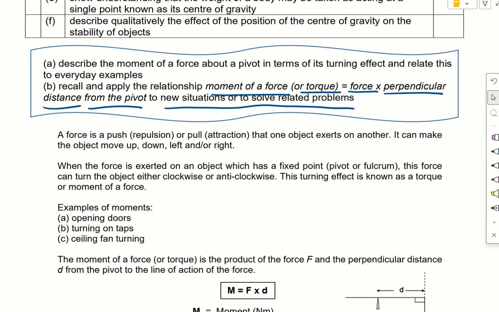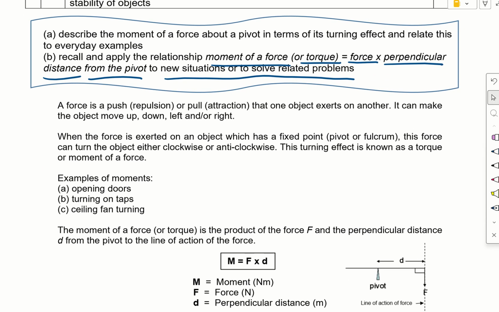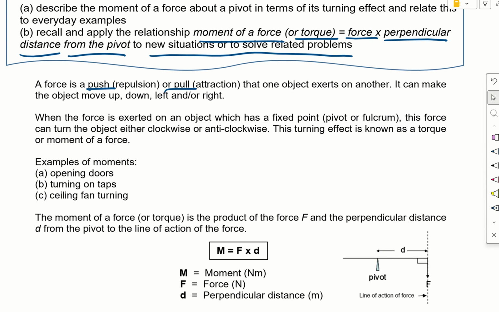Okay, you have learned in a previous chapter that a force is either a push or a pull that one object exerts on another. It can make the object move up, down, left, or right. However, if the force is exerted on an object which has a fixed point, sometimes we call it a pivot or fulcrum, this force can turn the object either clockwise or anti-clockwise.